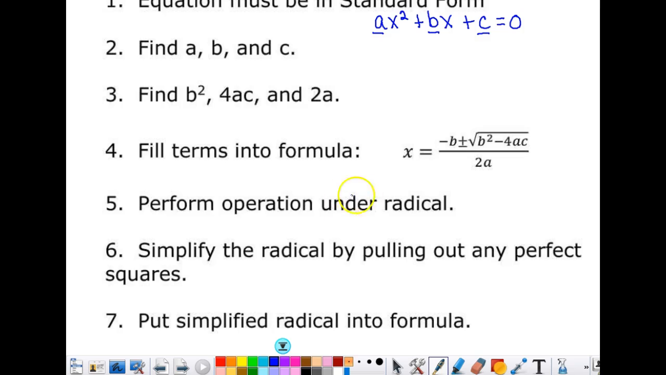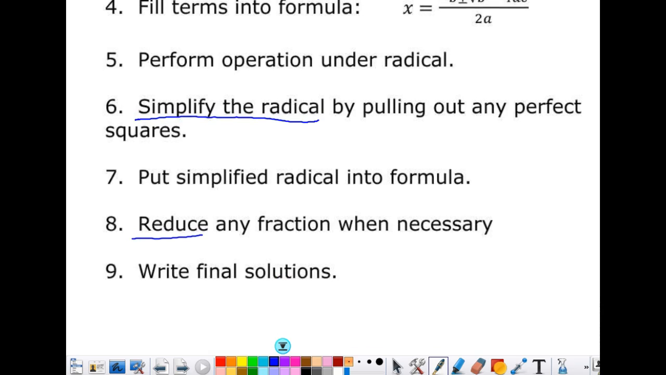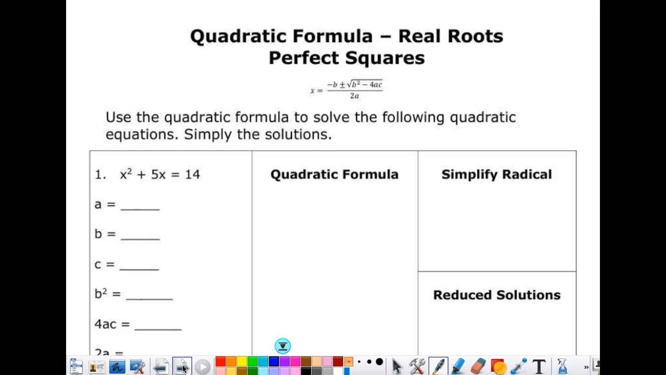And you're going to work it out, perform all the operations, and you're going to simplify the radical. That's what we've been working on, and then do some reducing. And we'll work on that too. I'll show you how to do that. Okay, so let's get started.